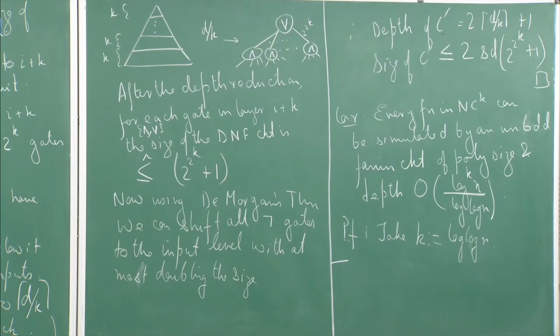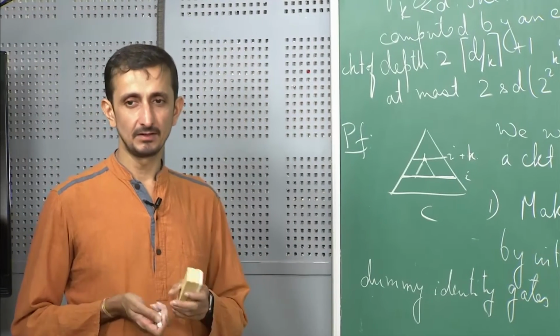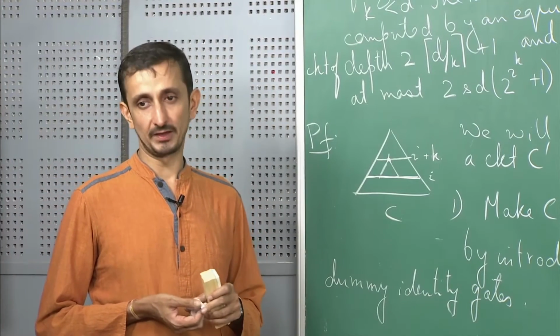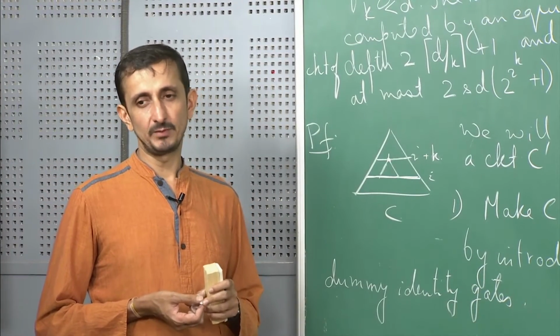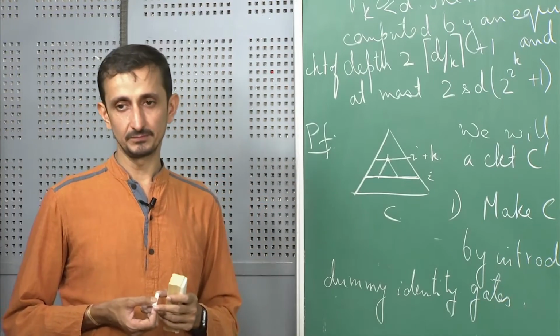Okay. Any questions? I mean, it is reducing by a factor of k, and you can take k to be anything. If you want the size to be polynomial, then you can take k at most log n, because if you take k to be anything bigger than log n, then 2 to the power 2 to the power k will be bigger than polynomial.